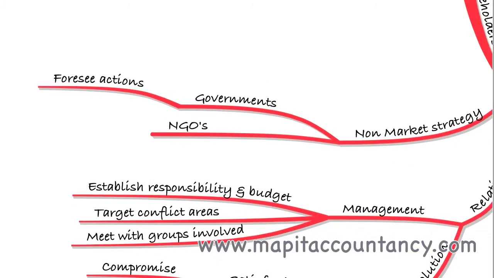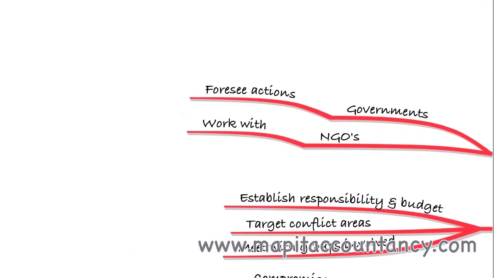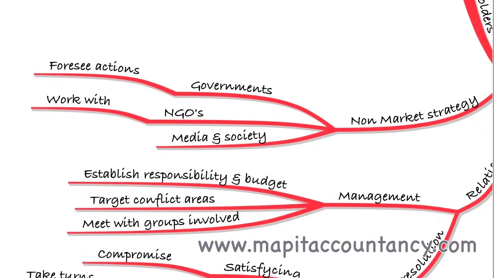Or, for example, non-governmental organisations, we may well work with these charities, for example, who have an interest in what we're doing. Well, it's advantageous to us to work with those non-government organisations to make sure that our interests are upheld. Also, the media and society as a whole. There's nothing worse for a business than poor media coverage. They'll want to manage their reputation. They want to make sure that they're perceived in the best possible light.